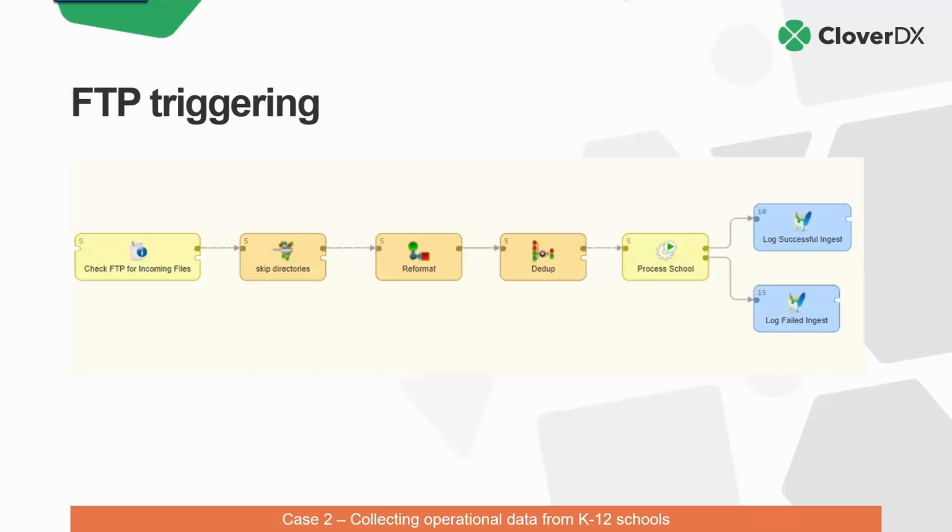The base case, FTP triggering, again, looks familiar to that business flow chart. We're going to monitor the FTP site, grab files, skip the files that are not of interest, remove any duplicate files that might have appeared. Sometimes the school would upload the same file more than once if they're doing uploads multiple times a day. And then process the individual school files and create those logs, right?